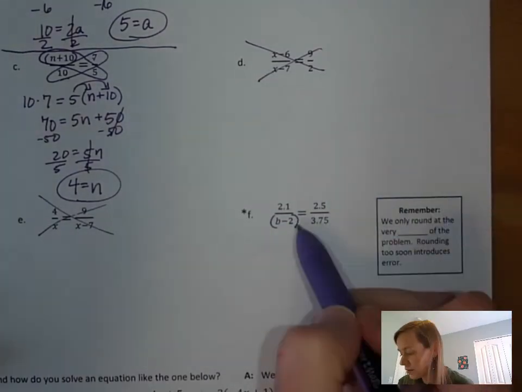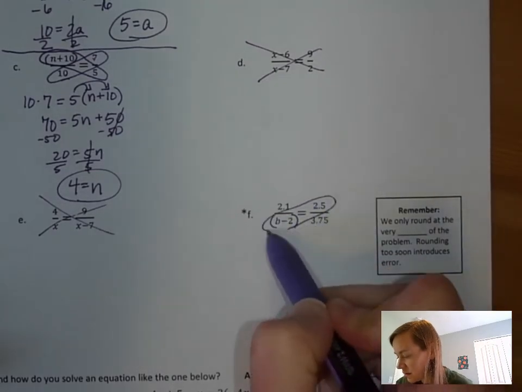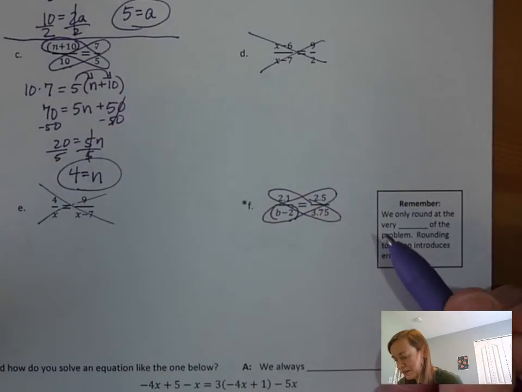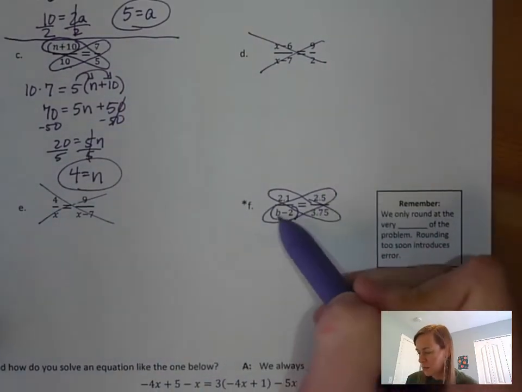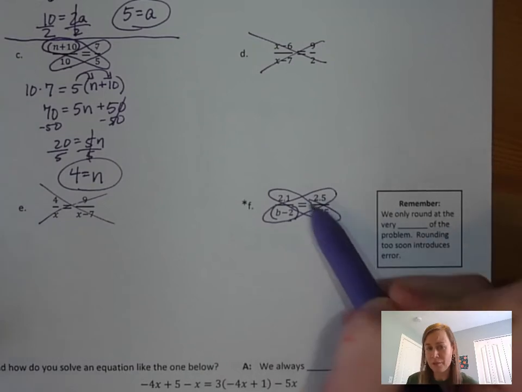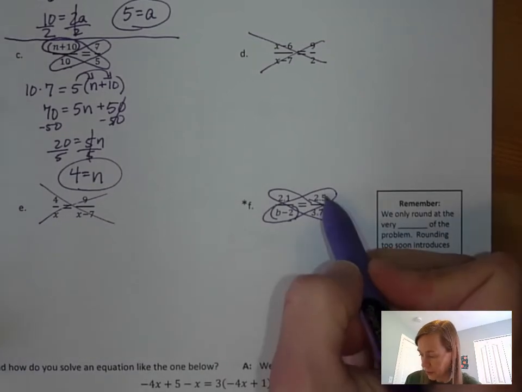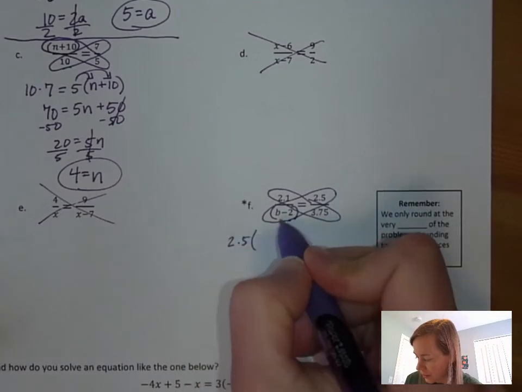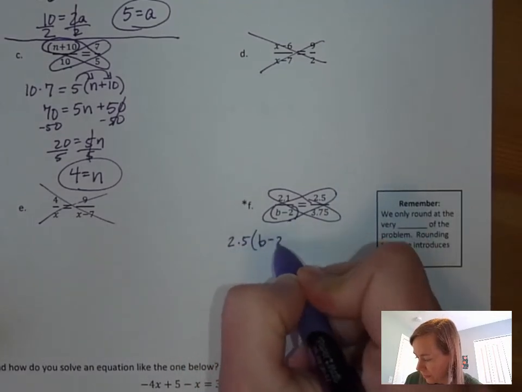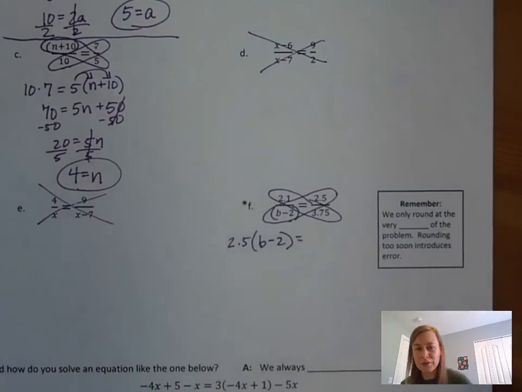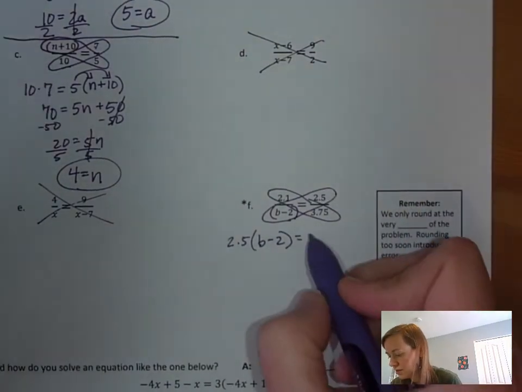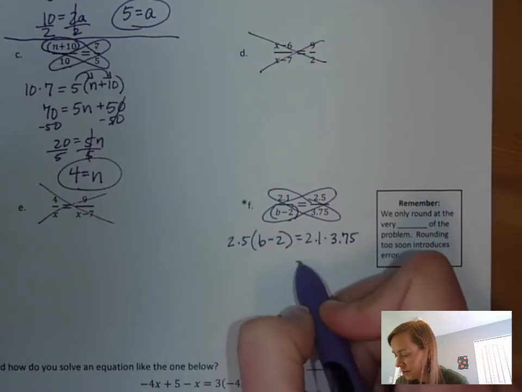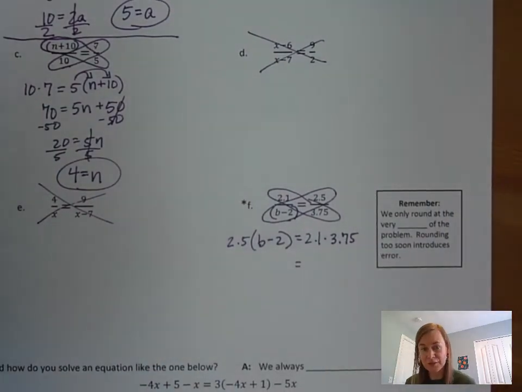Let's go ahead and do our circles for the cross multiplying. There's one there, and there's one there. These circles should always be diagonal. I'm going to do this circle first, but if you want to start with the other one, that's fine. And I'm going to put my number in front of my parentheses. So I'm going to do 2.5 parentheses b minus 2. And that is going to equal that times that. 2.1 times 3.75.